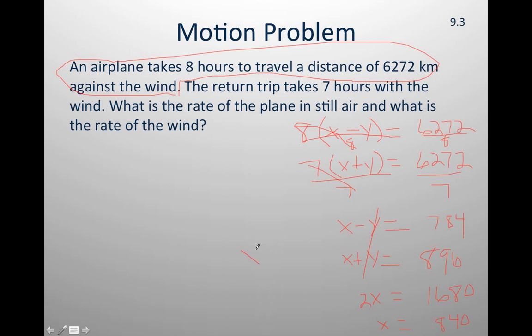Okay. So we can take one of these equations, x plus y equals 896, and put the 840 into it for x. X is the rate of the plane. Plus y equals 896. I can see that's 56 from here, so I'm not gonna prolong the steps. So y equals 56 because 56 plus 840 is 896.